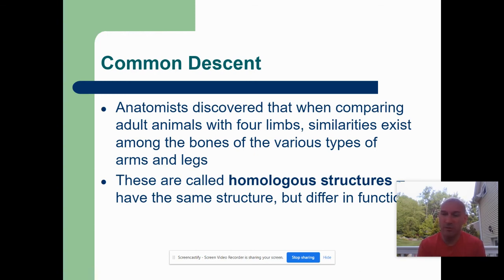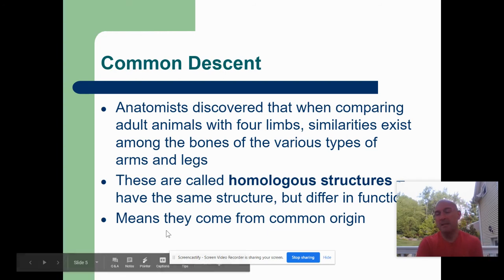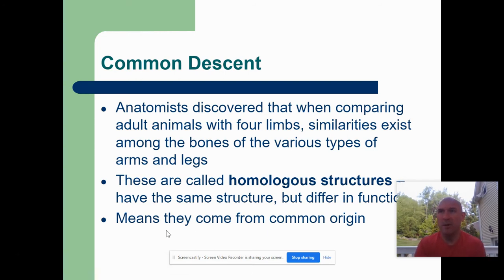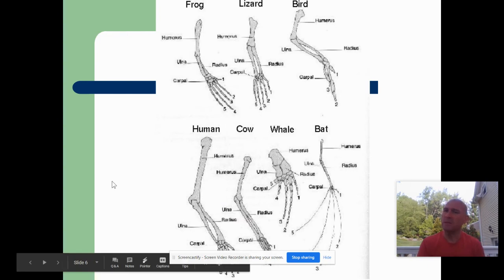So in terms of structures, we have homologous structures in organisms. And it means that they came from a common origin, right? You're not going to develop two different arms that look the same with the same bone structure on two separate lineages. Doesn't make sense. It's most likely that they came from a common ancestor and then evolved to be slightly different from each other. So here's a picture of some homologous structures.